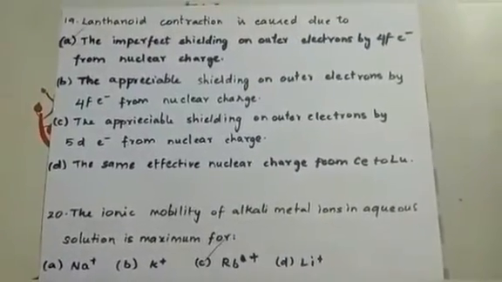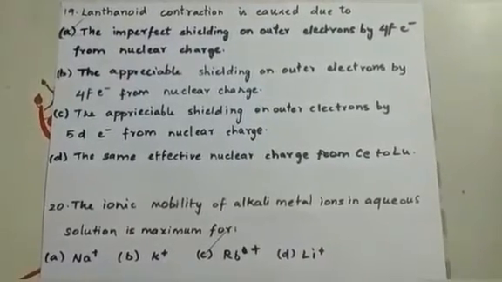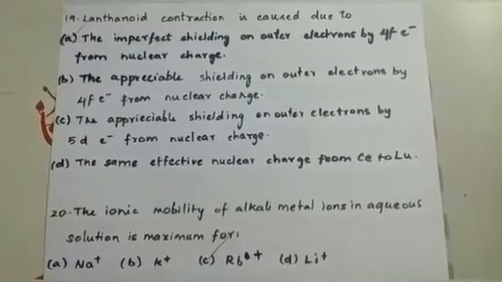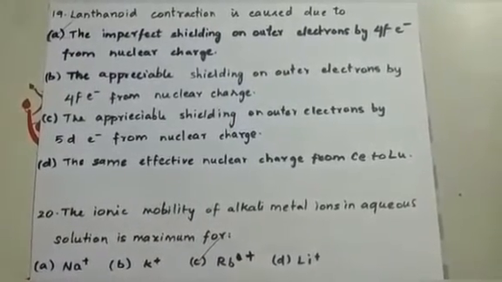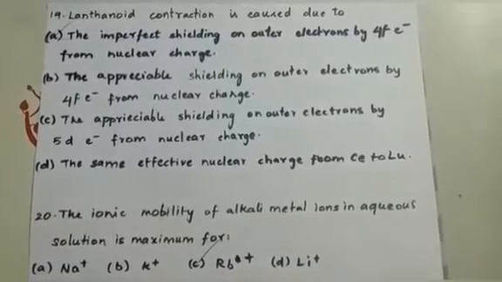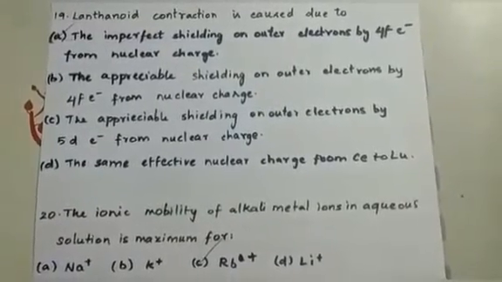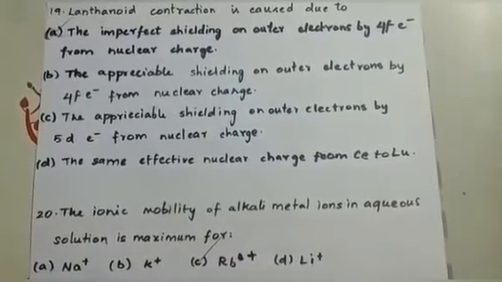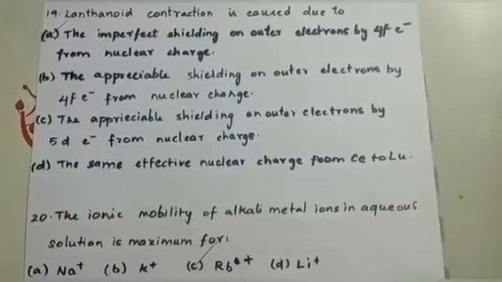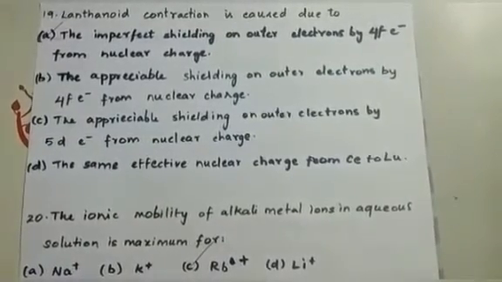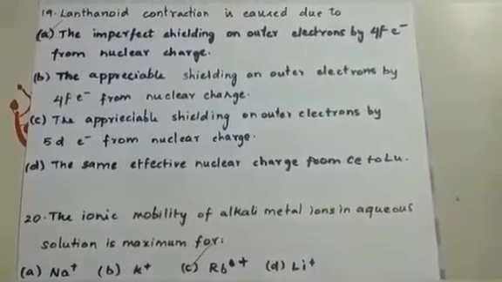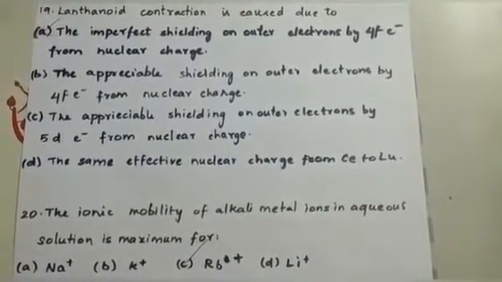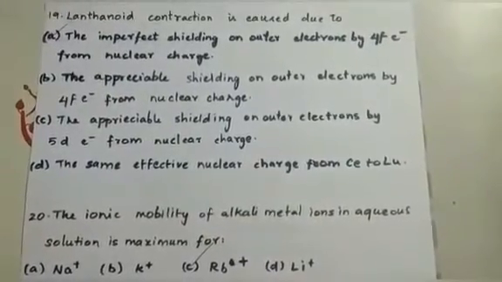We know that if the size of the cation is small, then the hydration will be greater. Amongst the options, Rb plus has the largest size. So, the hydration of Rb plus ions in a solution will be very less compared to the others. So, the Rb plus ions can easily move in the aqueous solution. Thus, the mobility of Rb plus ions in aqueous solution is the maximum. The right answer is option C.